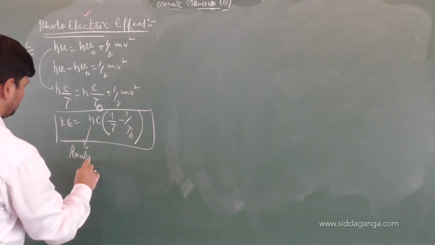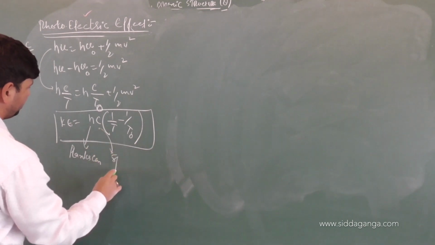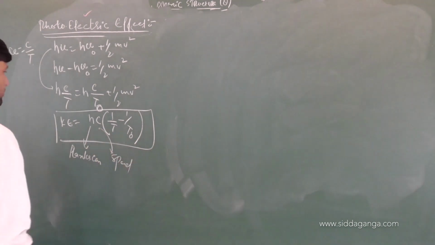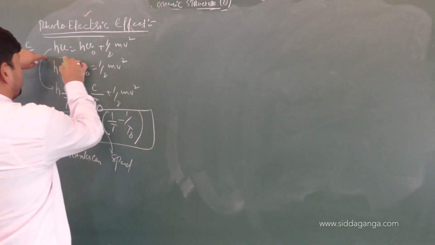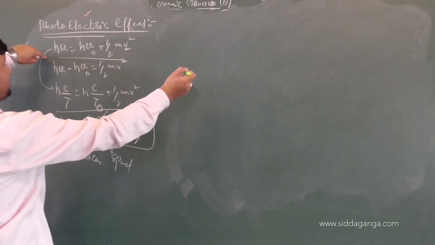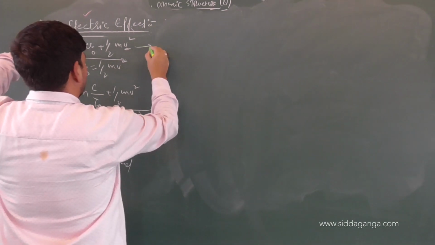So this is Planck's constant, this is speed of light, which is 3 × 10⁸ meters per second. One more equation what you can get from it. You can calculate even the velocity of the ejected electron. How? Have a look on the equation.